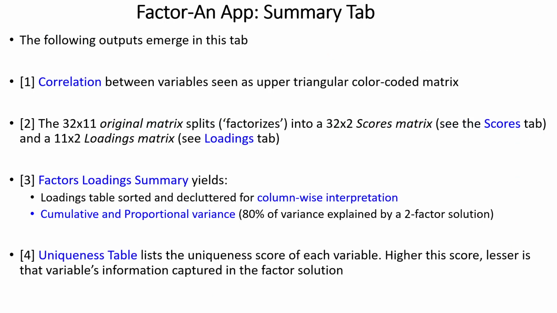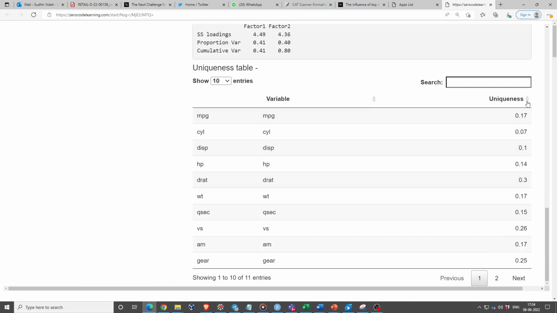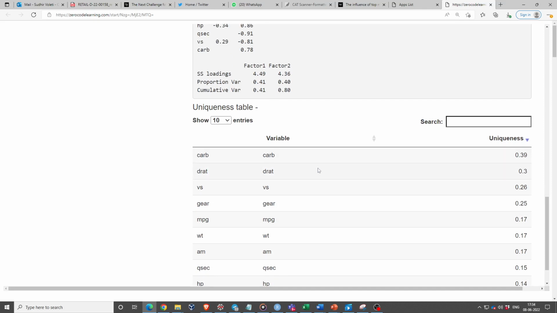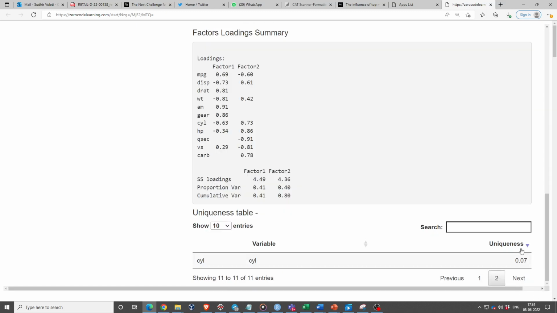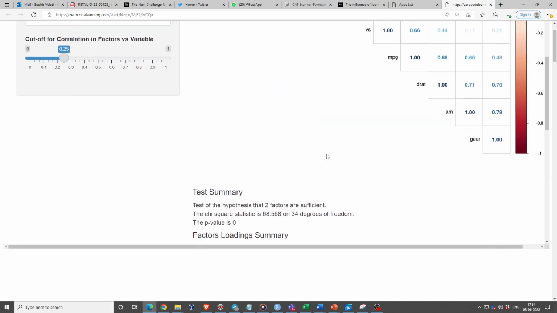The uniqueness table lists the uniqueness value, uniqueness score. You can sort the uniqueness score. The most unique one is carburetor, followed by DRAT, followed by vertical or straight. DRAT is a rear axle ratio apparently. VS is vertical or straight cylinders, then number of gears. Higher the uniqueness value, more unique that variable is, and the less it is explained by the factor solution. Lower the uniqueness value, the better it is explained by the factor solution. That's the interpretation of this.